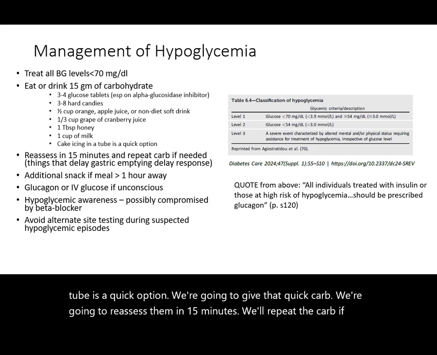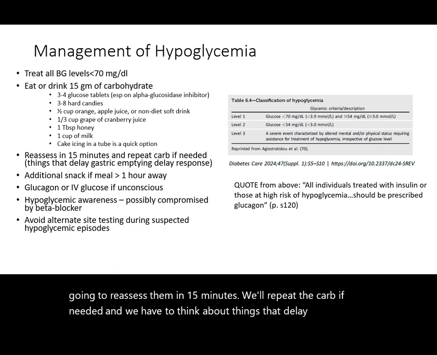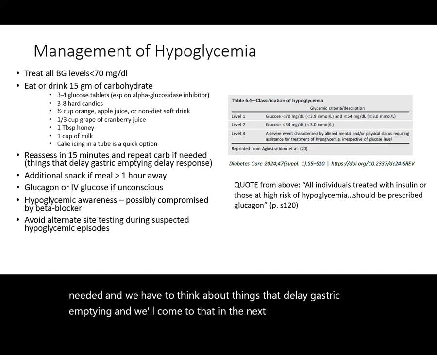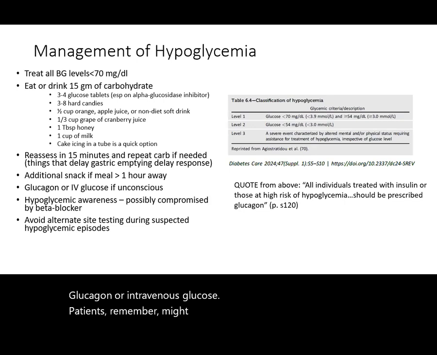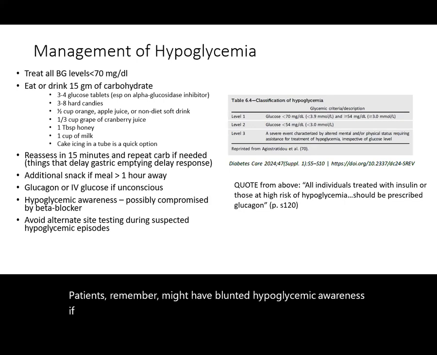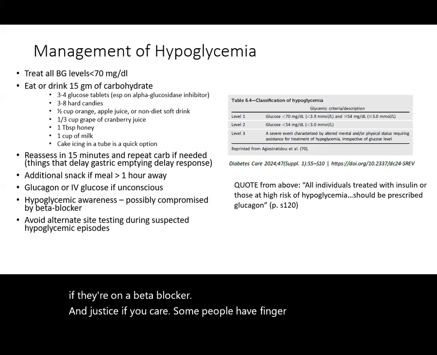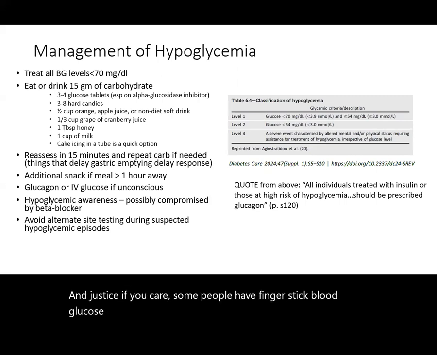And we have to think about things that delay gastric emptying, though, and we'll come to that in the next session. We're going to add an additional snack if the next meal is more than an hour away. If the patient is unconscious, we want to give them glucagon or intravenous glucose. Patients, remember, might have blunted hypoglycemic awareness if they're on a beta blocker. And just if you care, some people have finger stick blood glucose monitors. In hypoglycemia, those finger sticks probably aren't accurate.